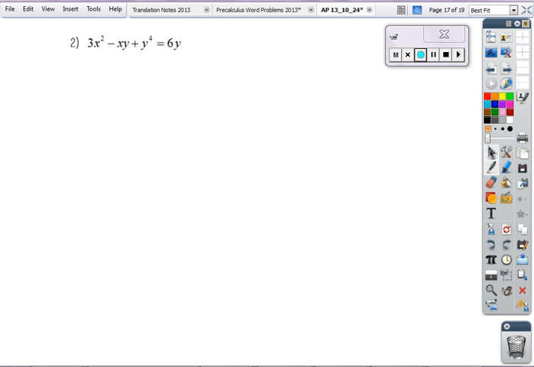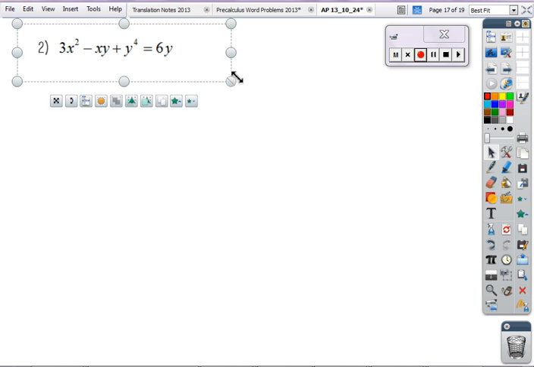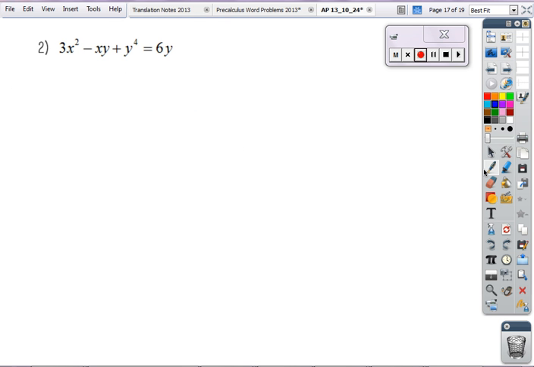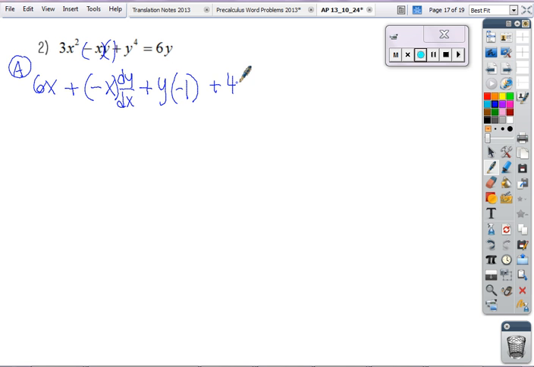Let's walk through it together, because I'm going to record it for the other kids. All right, so if I want to finish up, I'm going to get to where you were. So hopefully we have 6x. I'm doing this with respect to x to start. So that would be, all right, plus negative x dy/dx plus y times negative 1 plus 4y cubed dy/dx is equal to 6 dy/dx. So just double check that you have your negative on the outside, I believe, right? Okay, so we have everything else the same.